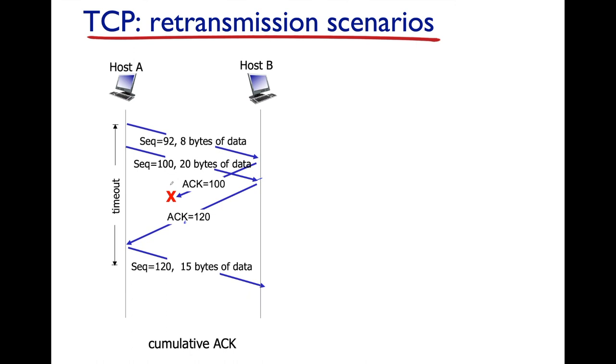Now, if ACK 100 gets lost in its journey between host B and the response back to host A, what happens? Well, if ACK 120 gets through, that's fine, because once ACK 120 is received, it knows everything previous to offset 120 has also been successfully received. And so that ACK 120 is accepted, and the next sequence number on the forward path between host A and host B is sequence number 120. All right, because they're cumulative ACKs.